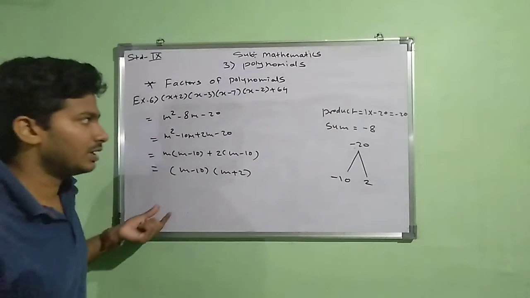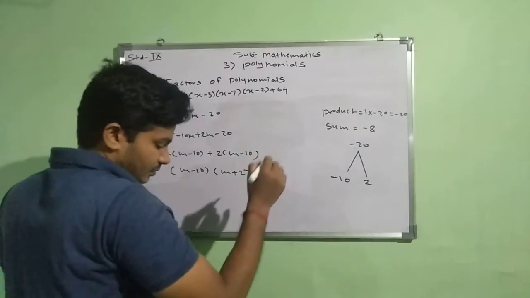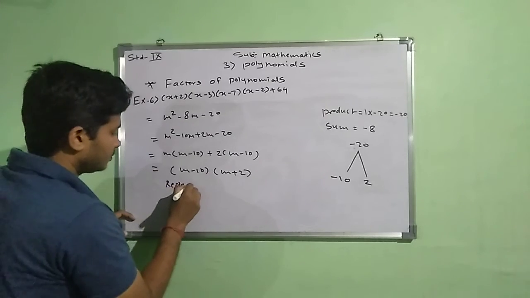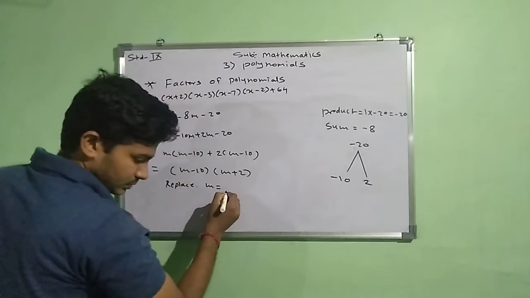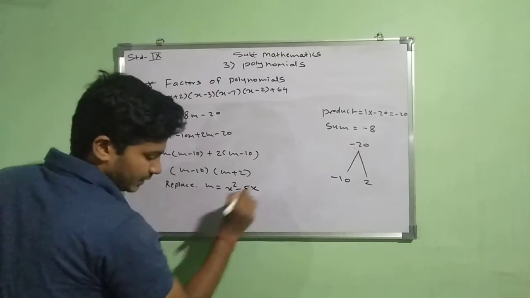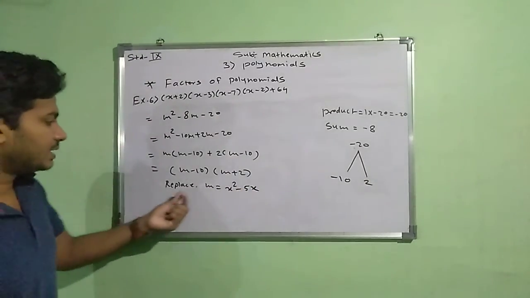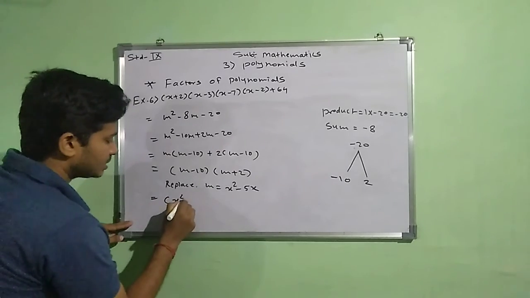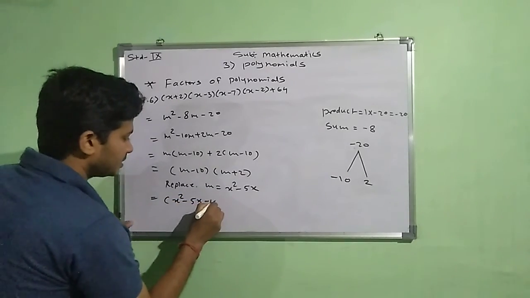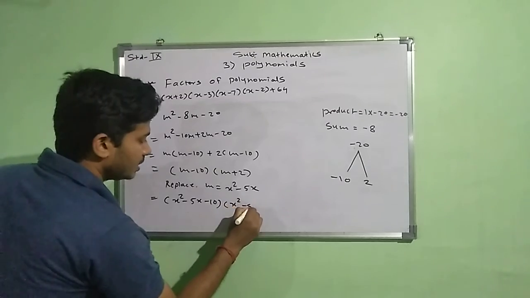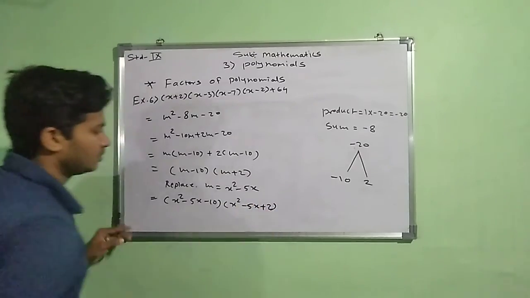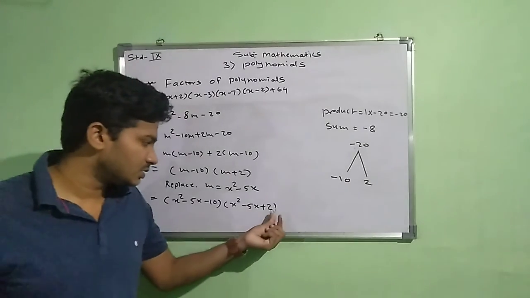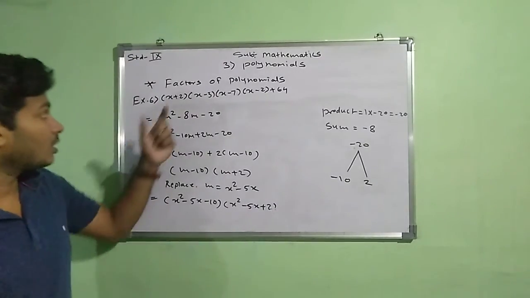Now we had substituted that term, so now we will replace m is equal to x square minus 5x. Okay, now we replace m with x square minus 5x. So our final answer will be x square minus 5x minus 10 and x square minus 5x plus 2. So here x square minus 5x minus 10 and x square minus 5x plus 2 will be the factors of the given question.